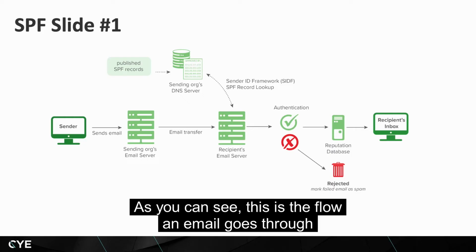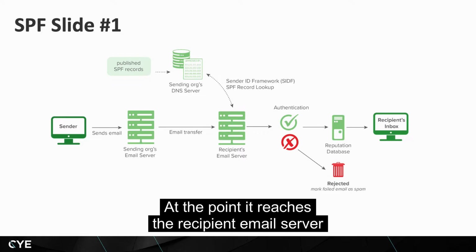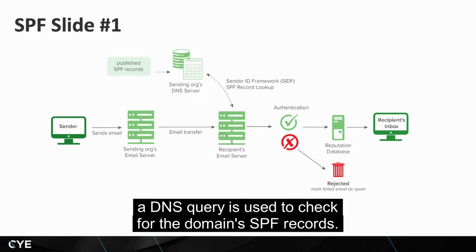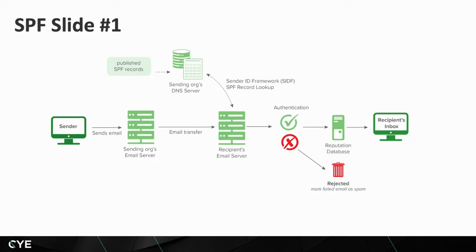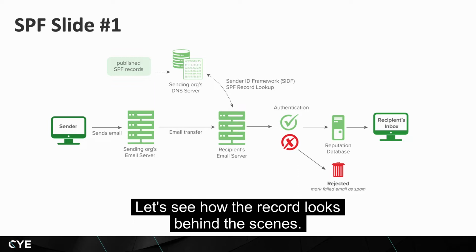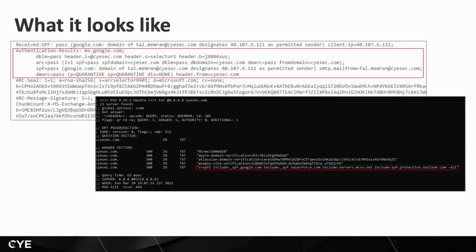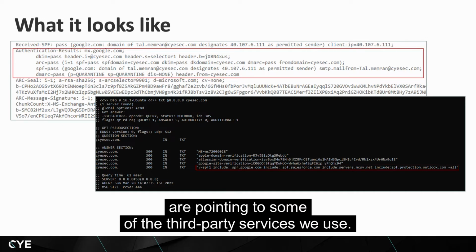As you can see, this is the flow an email goes through once it leaves your server. At the point it reaches the recipient email server, a DNS query is used to check for the domain's SPF records. So the TXT record should contain the IP addresses. This could be either an IP address or a fully qualified domain name. Let's see how the record looks behind the scenes. As you can see here, our own SPF records are pointing to some of the third-party services we use.